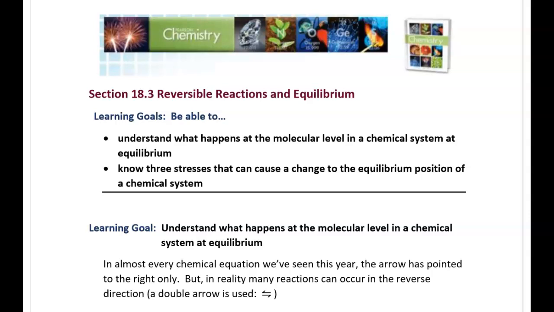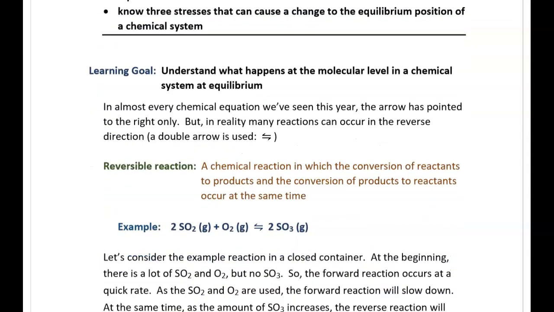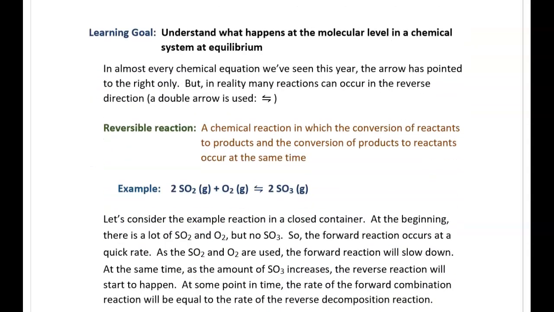This video is for section 18.3 about reversible reactions and equilibrium. The learning goals are to understand what happens at the molecular level in a chemical system at equilibrium and know three stresses that can cause a change to the equilibrium position of a chemical system. Let's look at that first learning goal. Understand what happens at the molecular level in a chemical system at equilibrium.